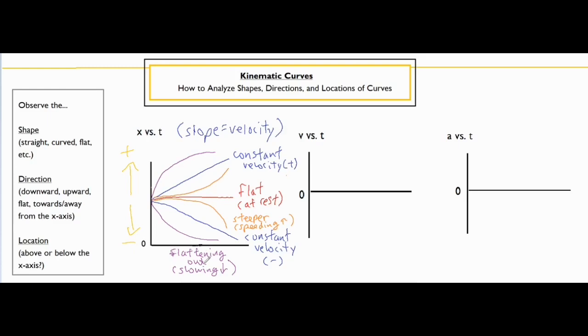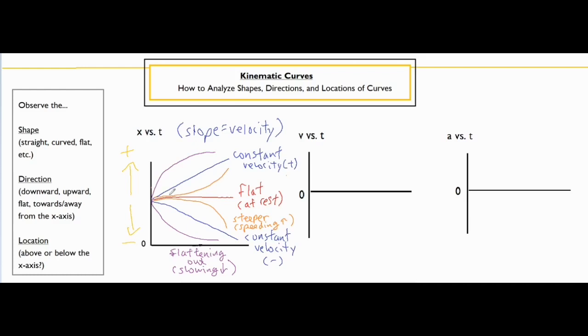So if it's flattening out, that means the slope is becoming progressively closer to this one, which is at rest. So it's heading towards zero, which means the value of the slope is decreasing, which means that the object is slowing down. So this one is slowing down in the negative direction, and this one is slowing down in the positive direction. And our final one is the one in orange.